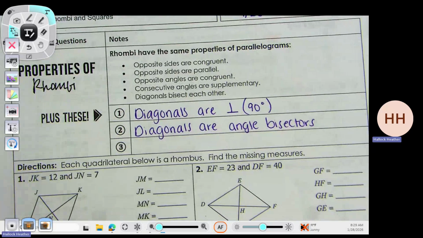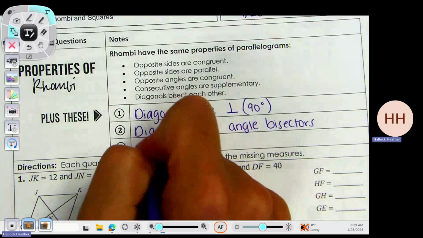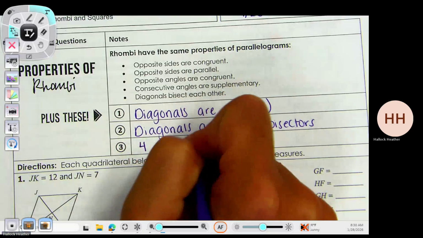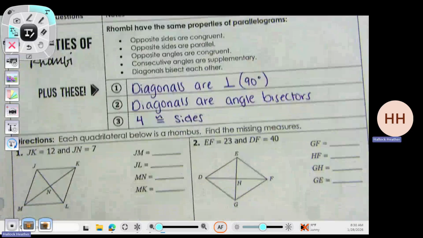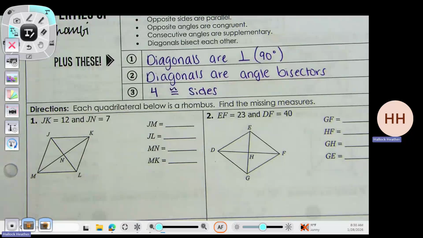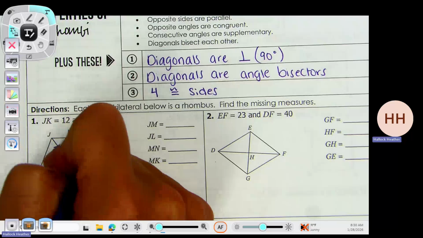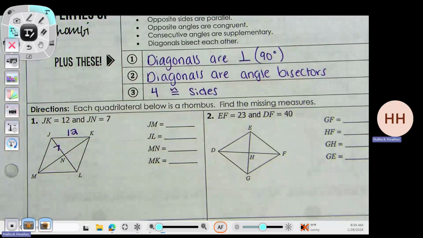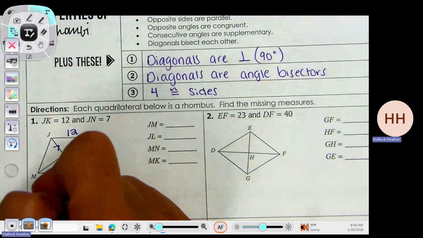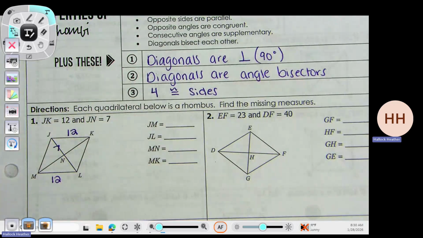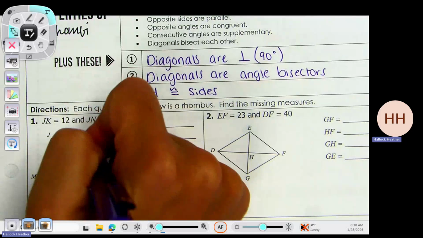And the only other property that a rhombus has that a parallelogram does not specifically have is that it has 4 congruent sides. So they're all equal. For number 1, JK is 12 and JN is 7. Where else can 12 go? All the sides, because it's congruent all the way around. So it's like a zesty square. Okay, it's a little tilted. So 12 can go at the top, at the bottom, and on the sides because all the sides are the same.